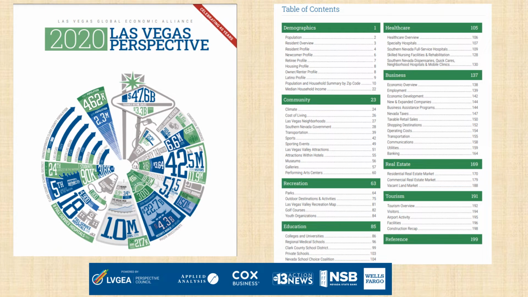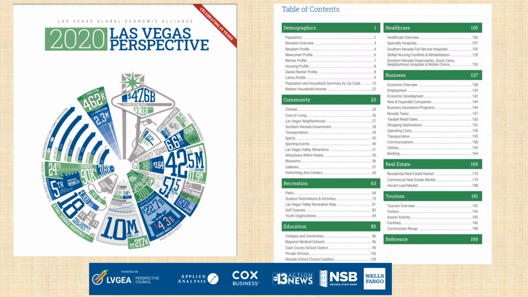The other piece of information that you can get locally is something called the Las Vegas Perspective, and this has been produced for the last 30 or 40 years, I guess, and it is sponsored by the Las Vegas Global Economic Council. It is mostly conducted by the people at Applied Analysis, Jeremy Aguerno and his operation.